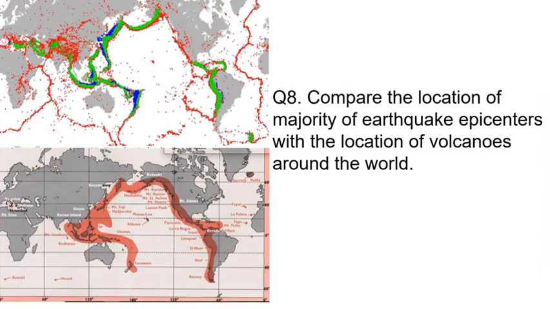Okay, there are two maps on this slide. The map above is the map of earthquake epicenters, and the map below is the map of active volcanoes. You are going to use these maps to answer question number 8. Compare the location of majority of earthquake epicenters with the location of volcanoes around the world.